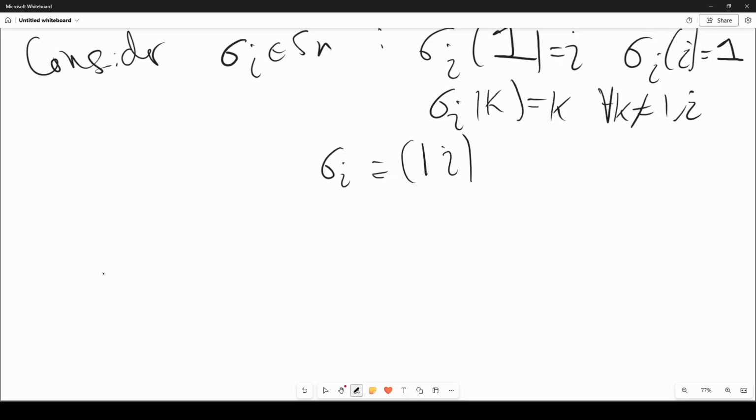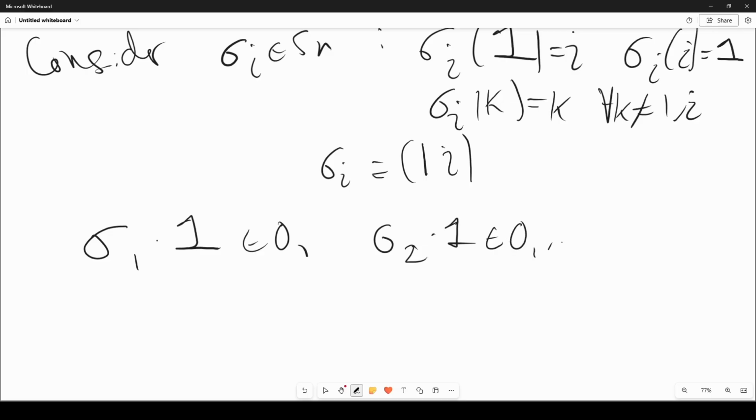So sigma I is kind of equivalent to this. So we see that if we're looking at the orbit O of 1, sigma 1 dotted with 1 is going to be in O of 1. So is sigma 2 dotted with 1, of course, because these are all group elements, and so on and so forth.